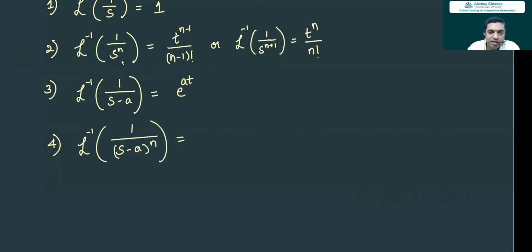This function 1 by s power n is t power n minus 1 by n minus 1 factorial. So if it is 1 by s minus a to the power n, it is e power at into t power n minus 1 by n minus 1 factorial. Just this multiplication with e power at replaces s by s minus a. So therefore, in the inverse transform, when we have s minus a instead of s, we will surely get in the function a factor of e power at.